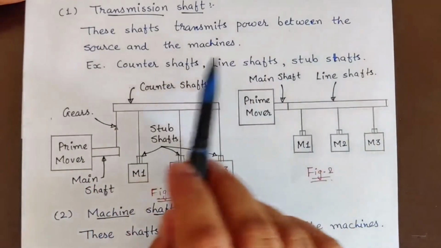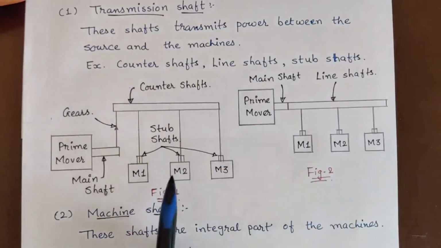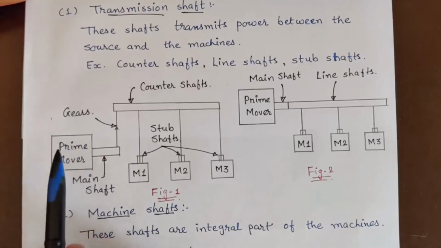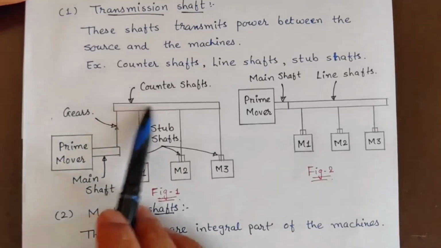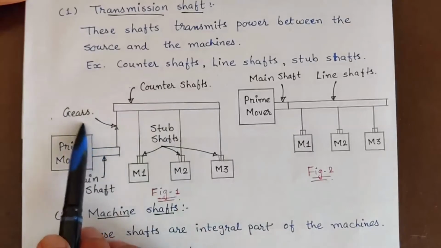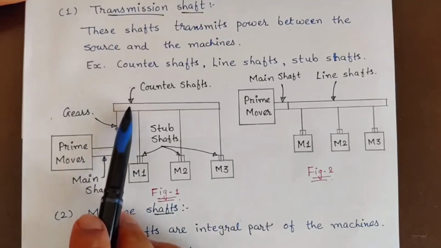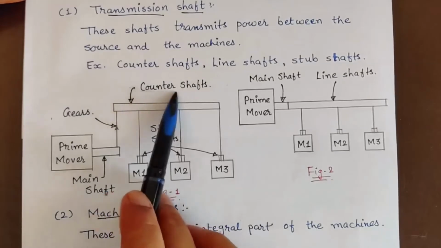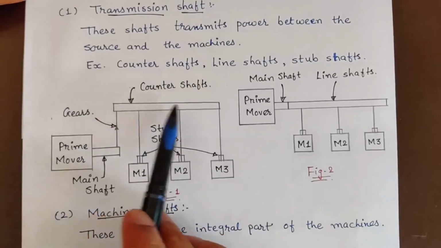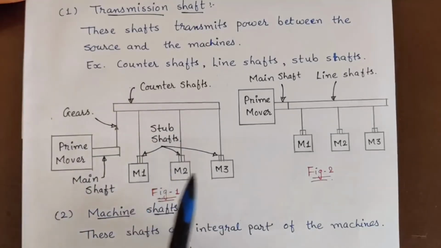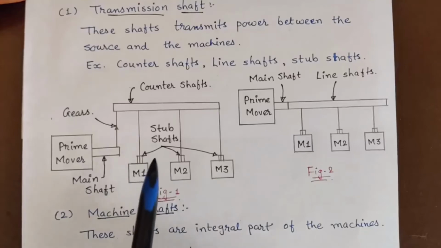To understand this shaft, I have drawn two figures, figure 1 and figure 2. Now in figure 1, we can see that the main shaft of the prime mover is connected with the counter shaft by means of a gear. So here we can see that the direction of rotation for main shaft and counter shaft will be opposite. That's why it is known as counter shaft. And then the counter shaft is responsible for transmitting power to various machines. Now here all these machines will be having an integral shaft. That integral shaft is basically known as a stub shaft.